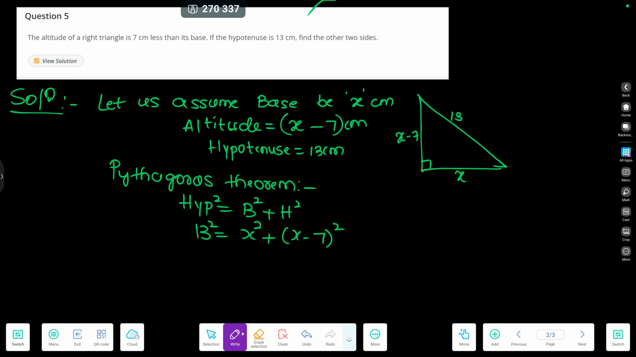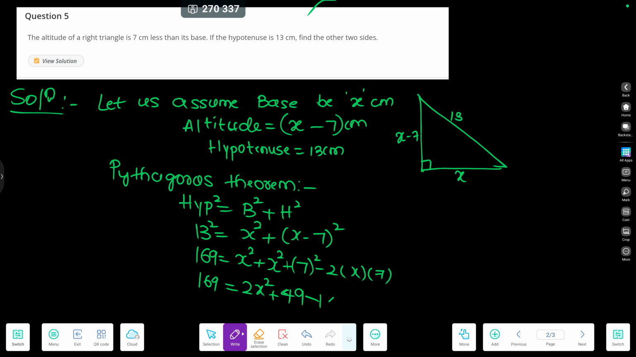13 square is 169 equals x square. Apply which formula? A minus b whole square equals a square plus b square minus 2ab. Am I right? 169 equals x square plus 49 minus 14x.